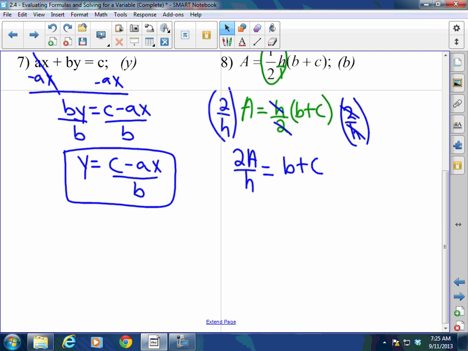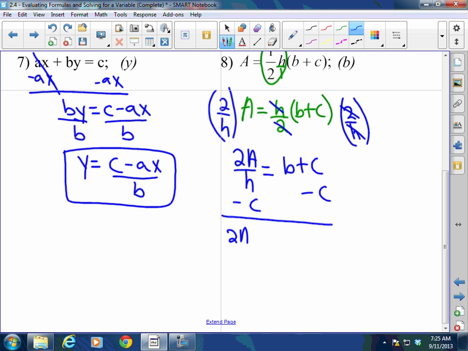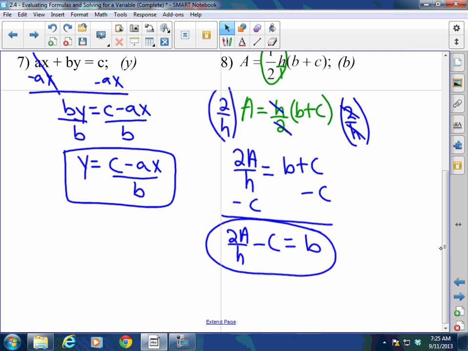Again, since I have to solve for that B, I have to get rid of that positive C. So I'm going to subtract C from both sides. And I've got 2A over H minus C equals B. And I am done. All right, let's move on.